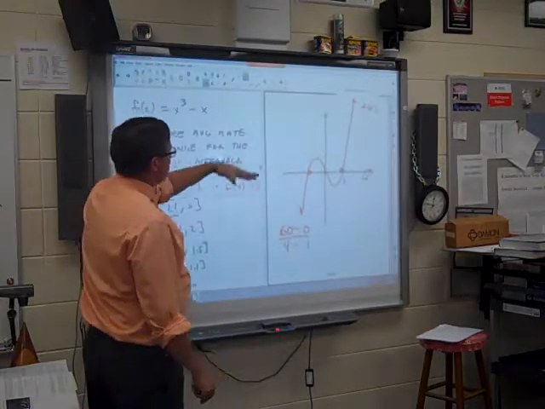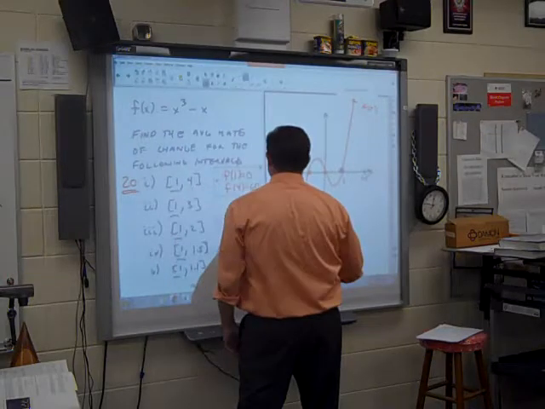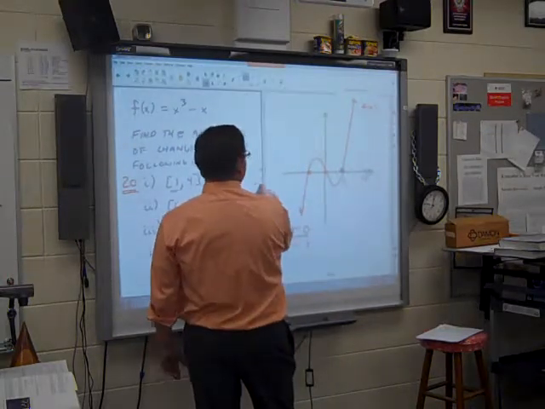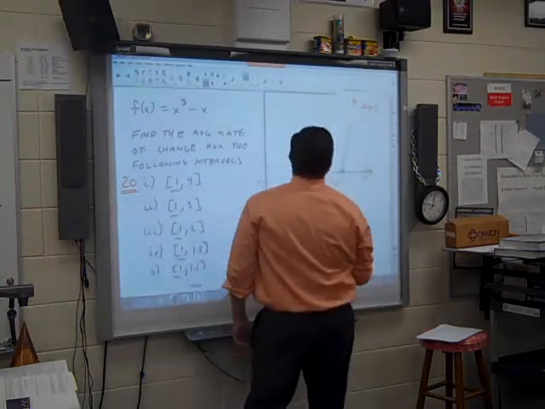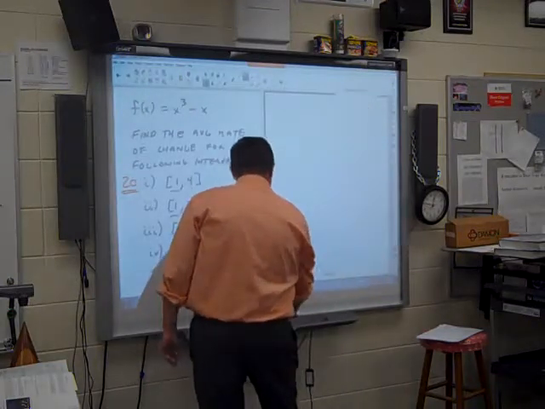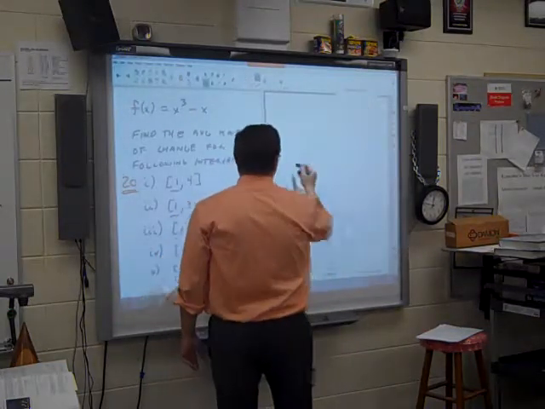Everyone, I'm going to get rid of this graph, the actual graph of it. I'm going to push these points out of the way. And I'm going to just say, hey, I know that I am going to be given an interval.